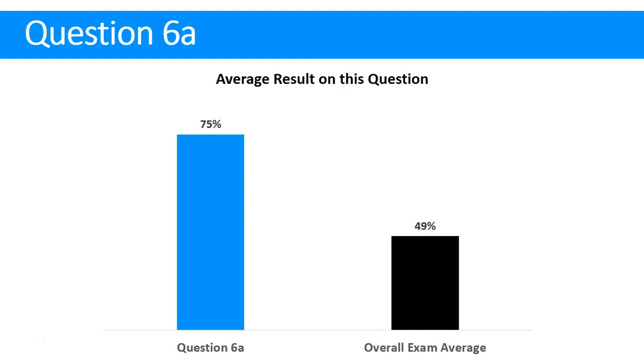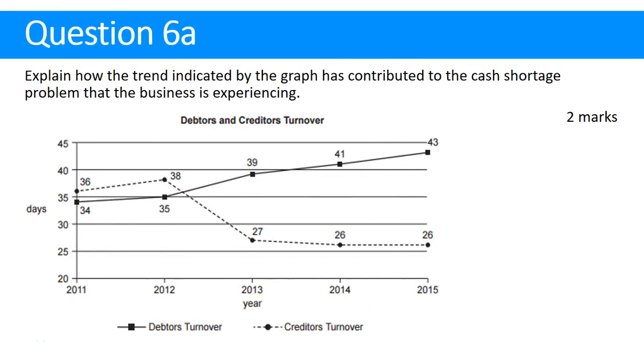6A was really well done with an average of 75%. And what we're asked to do is explain how the trend in the graph has contributed to the cash shortage problem that the business is experiencing.